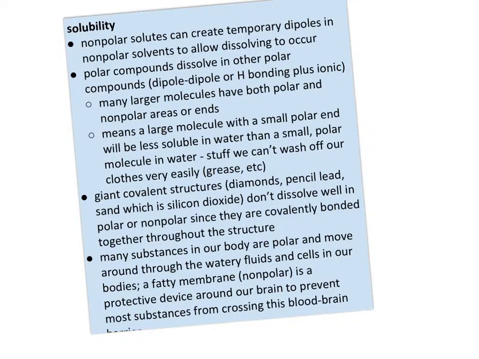Another thing to point out with solubility is that many substances in our body are polar, and they move around through the watery fluids and cells in our bodies, and that's a good thing. But when you hear about the blood-brain barrier, the idea there is that there's a fatty membrane around your brain, which is nonpolar, and that's done to prevent many common substances from crossing into your brain. So it's much more restrictive when you get to these nonpolar or fatty membranes.